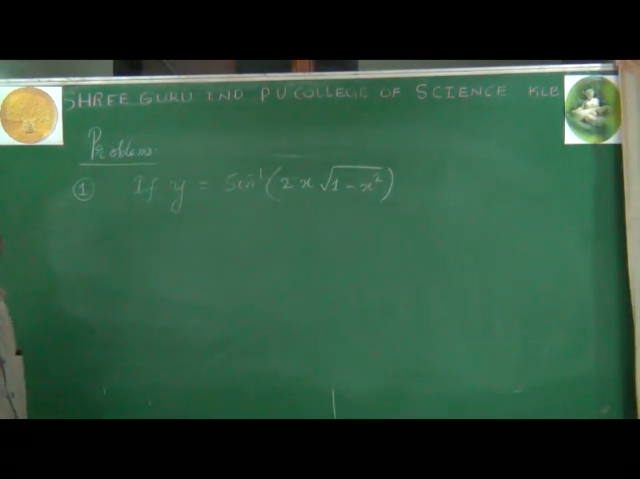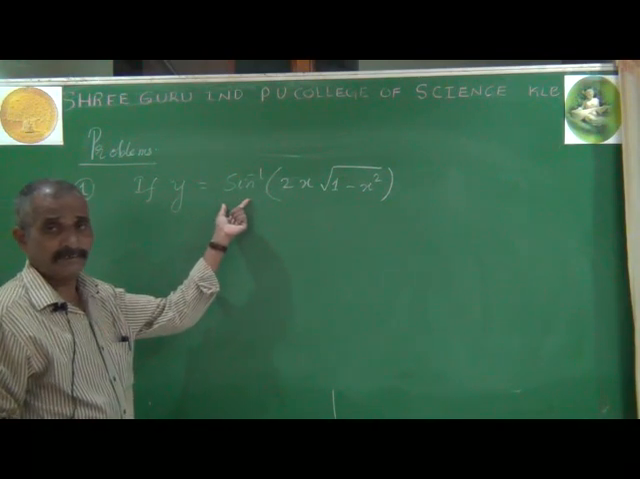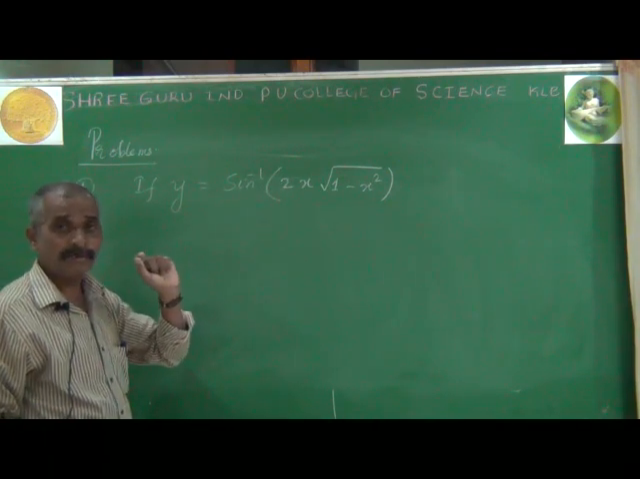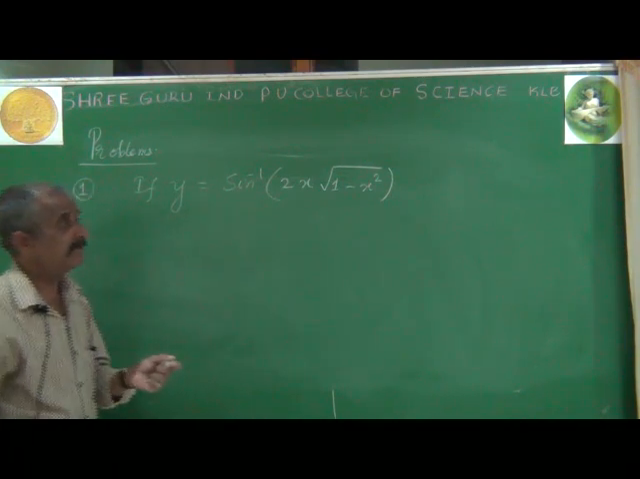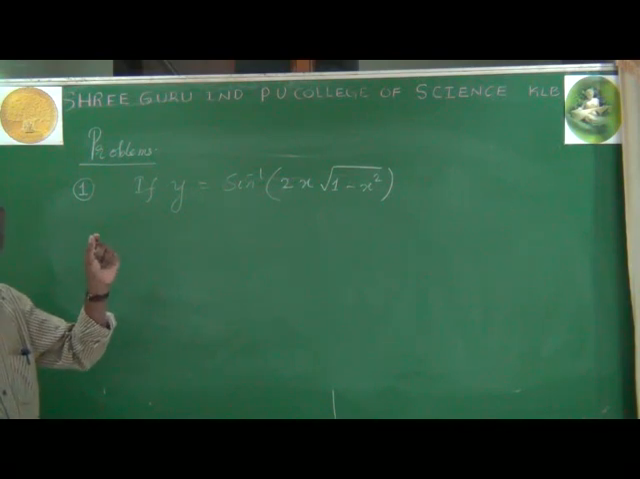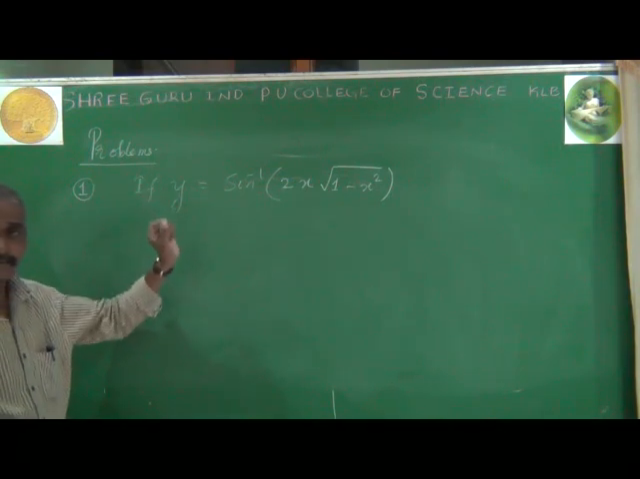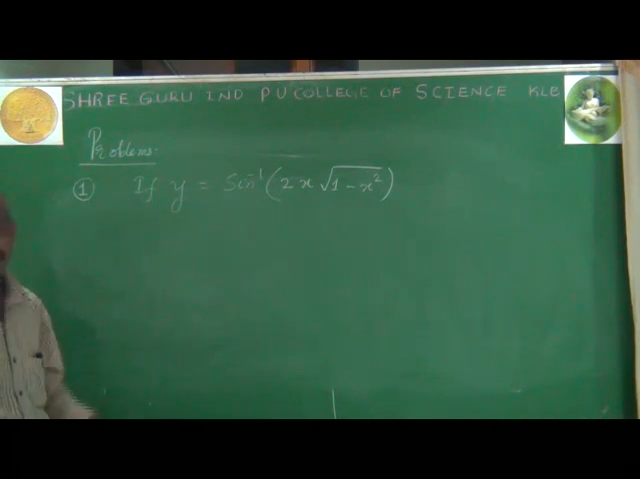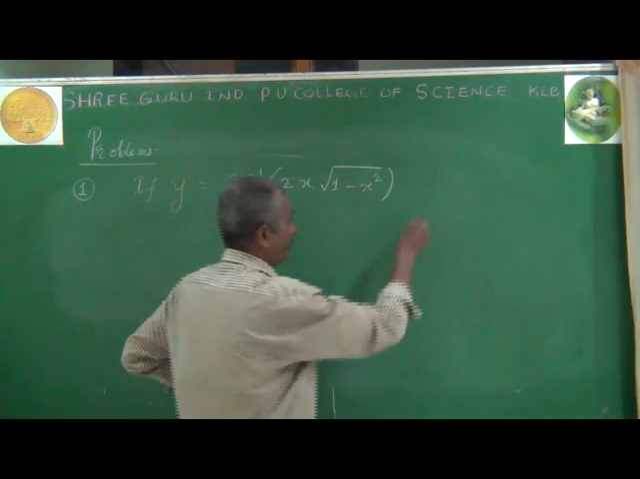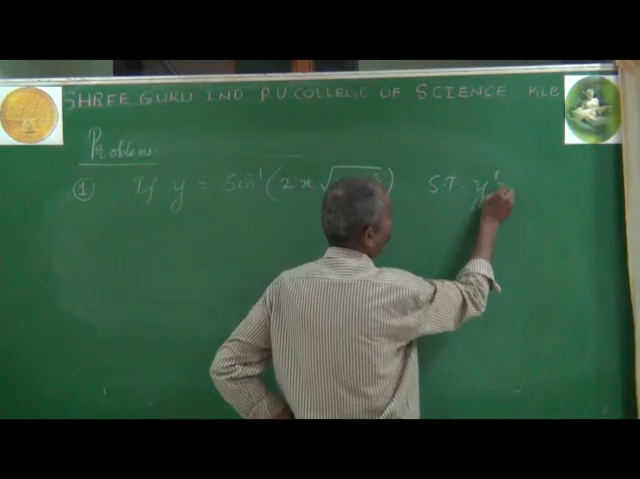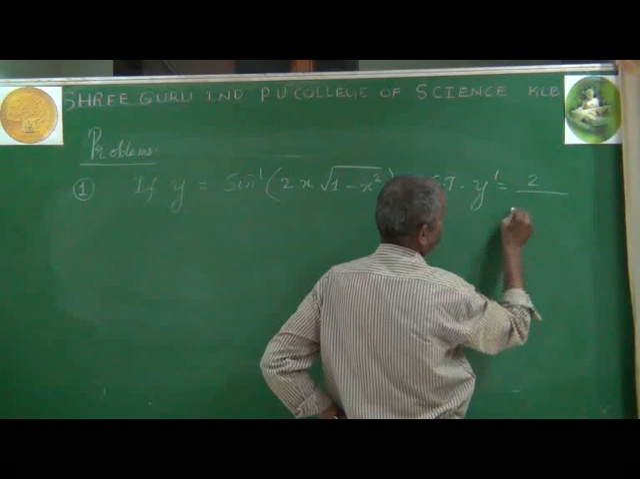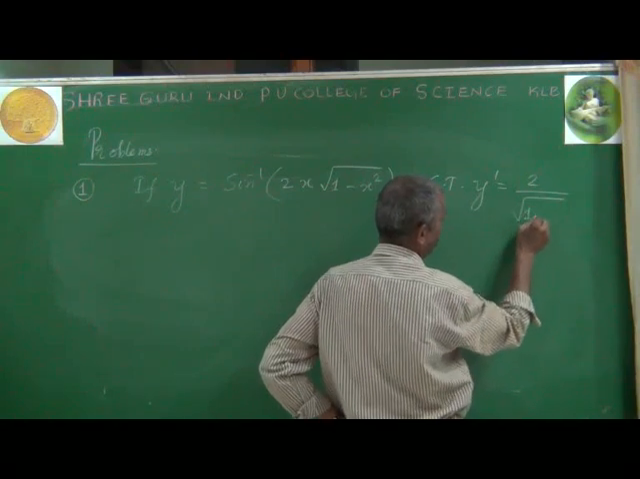Another important point, I already told that whatever inverse trigonometrical function we write is under the conditions of domain and range, but that domain and range will not be considered in this particular case. Understood that? These are all defined under their proper domain and range. Then show that y dash equals 2 divided by square root of 1 minus x square.